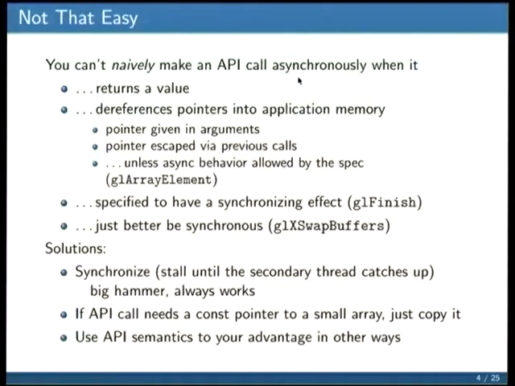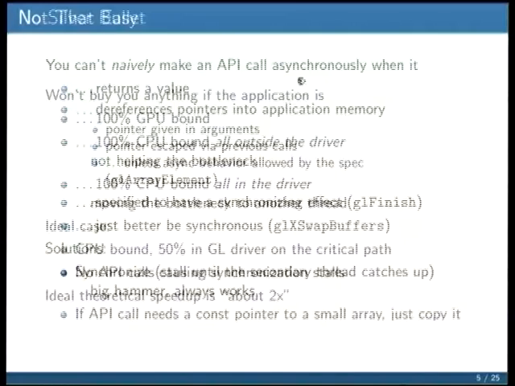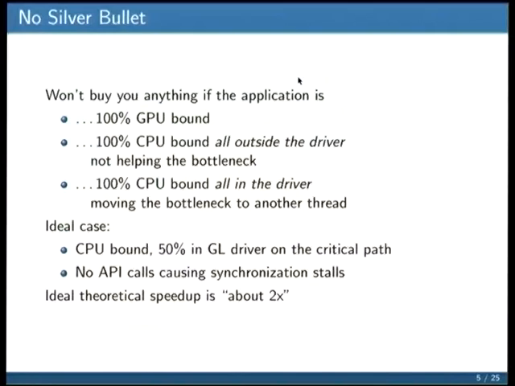So what you can do is either you can synchronize, so you wait until the secondary thread catches up, and then you guarantee that everything has happened in the correct order. Sometimes you can just copy a small array if that is all that needs to happen. And in some other ways, you can just use how the certain function is specified to work. More on that later. Surely it will not work all the time.